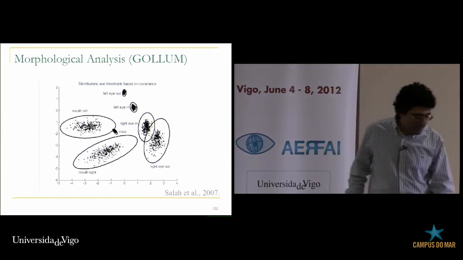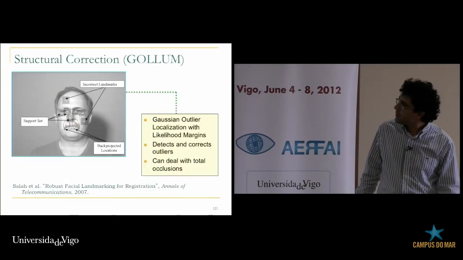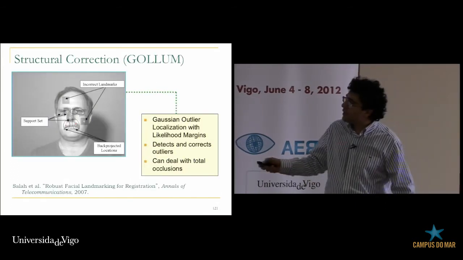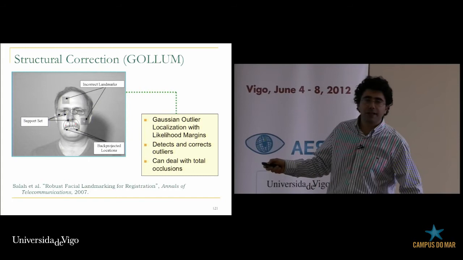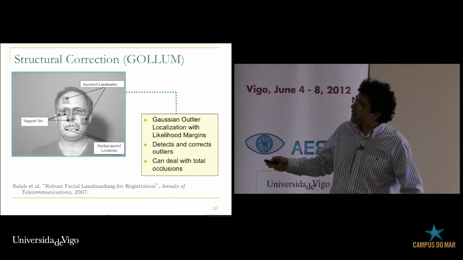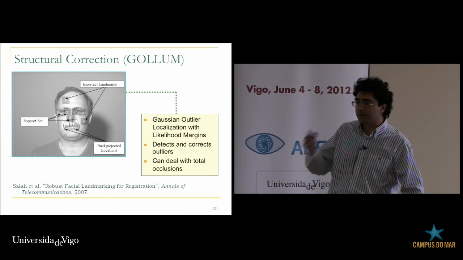Now, the idea in the Golomb algorithm is, when I do this, suppose this is my support set of 3 landmarks. These are the ellipsoids where I expect the other landmarks to be. These are completely off the mark, I can tell. They're not in their expected ellipsoids. I can detect them as incorrect landmarks.